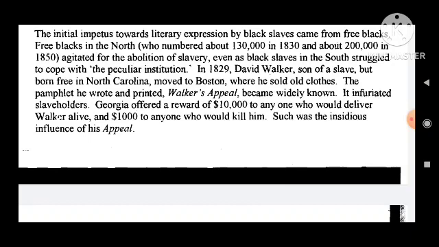It infuriated slaveholders. Georgia offered a reward of $10,000 to anyone who would deliver Walker alive and $1,000 to anyone who would kill him. Such was the insidious influence of his appeal. So what was Walker's Appeal?